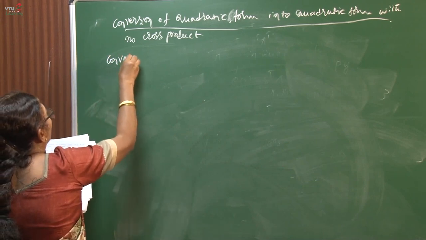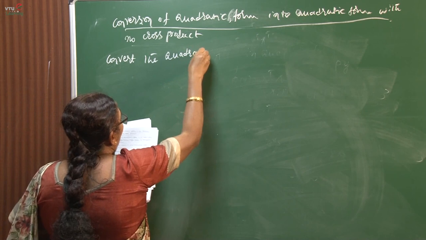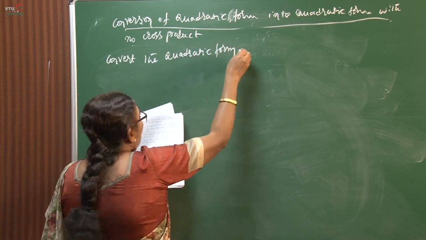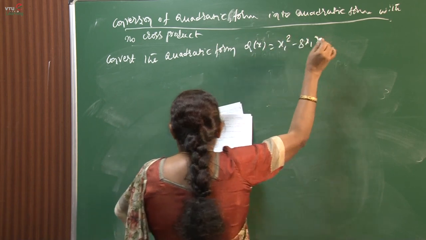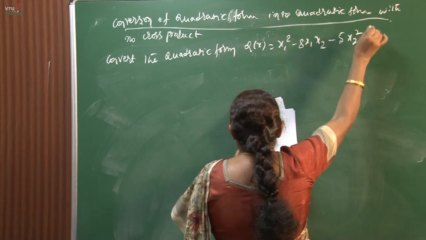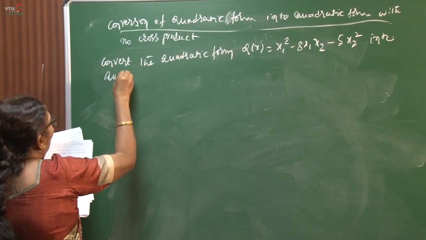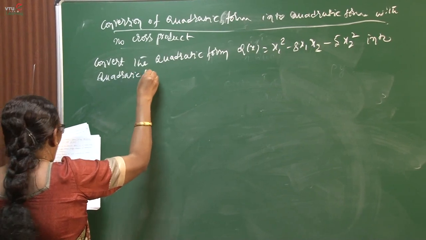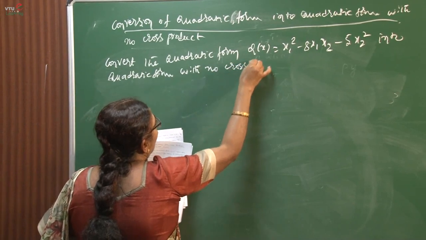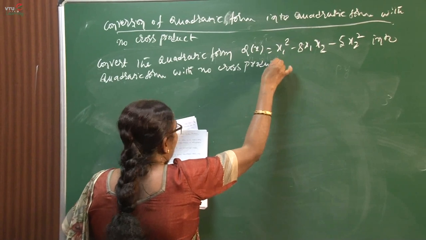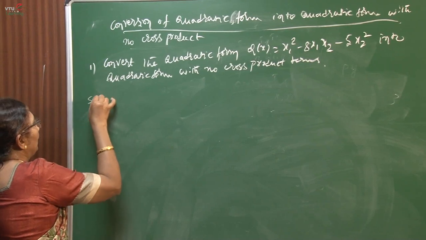Convert the quadratic form Q of X equals x1 square minus 8 x1 x2 minus 5 x2 square into quadratic form with no cross product terms.